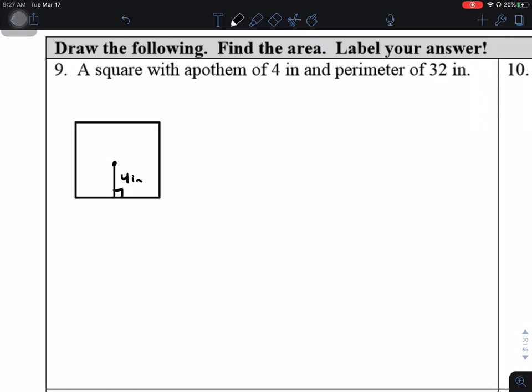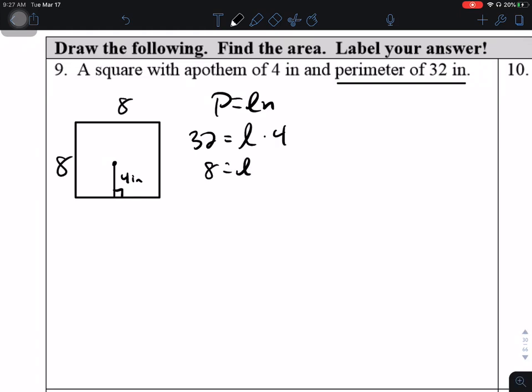One, if the perimeter is 32 and all the sides are the same length, the perimeter is the length of a side times the number of sides. The length of a side we don't know. There are 4 sides. That's going to tell us the length of each side is 8. To find the area is easy. Area is base times height of a parallelogram.